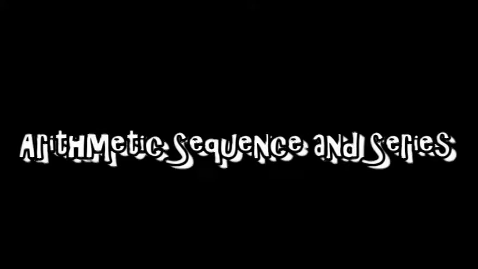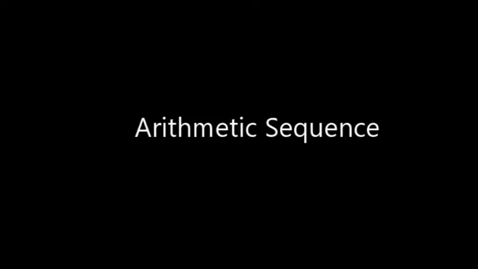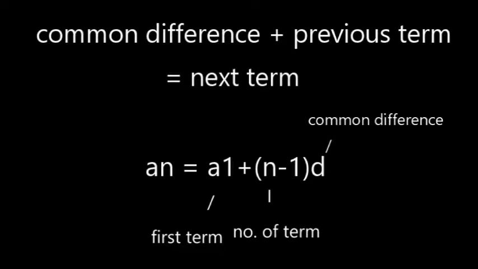Our first topic is about arithmetic sequence and series. In an arithmetic sequence, the difference between a term and the next is constant, which is called the common difference. In other words, you can add the common difference to the previous term to be able to determine the next.